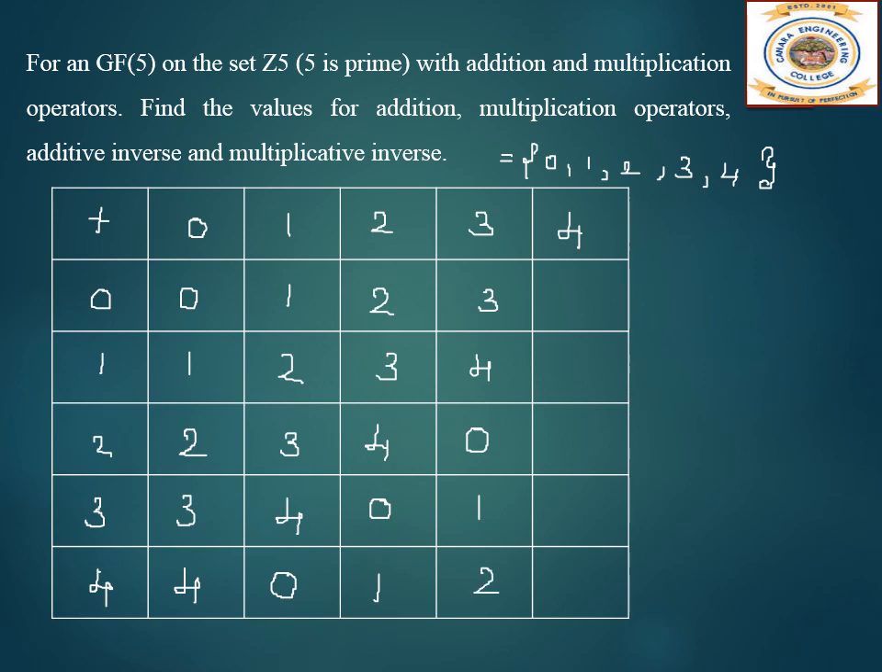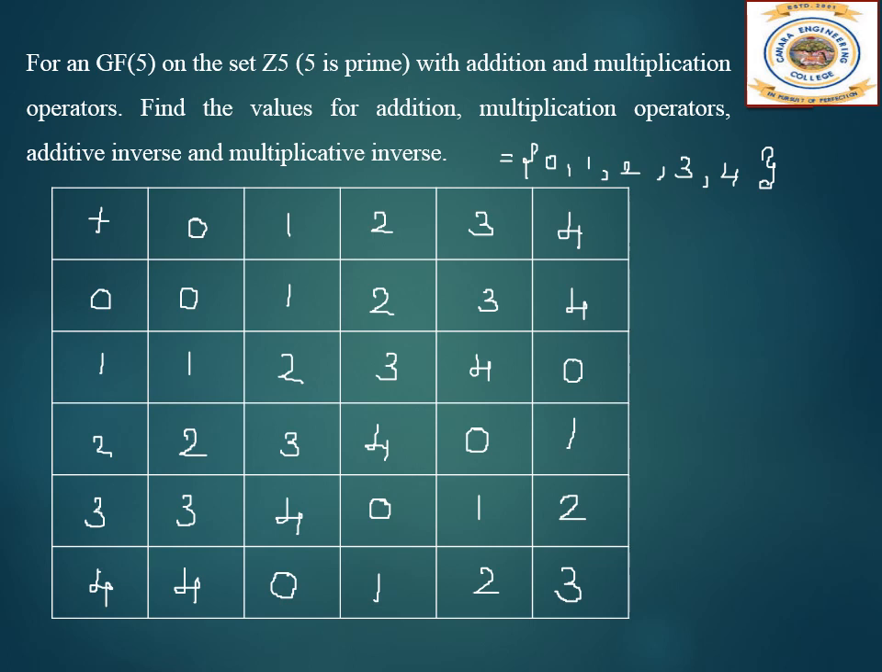The last column now with the 4. 4 plus 0 is 4. 4 plus 1 is 5. So 5 mod 5 is 0. 4 plus 2 is 6. 6 mod 5 is 1. Sorry, it is 1 here. So let me write 1. Next is 4 plus 3 is 7. 7 mod 5 is 2. And 4 plus 4 is 8. 8 mod 5 is 3. So we have done the entries for the table over here.